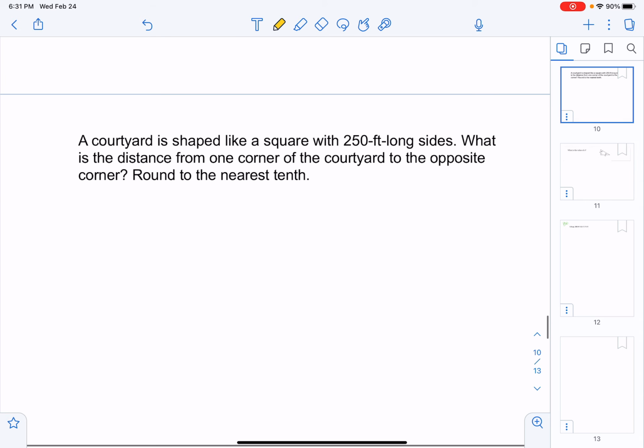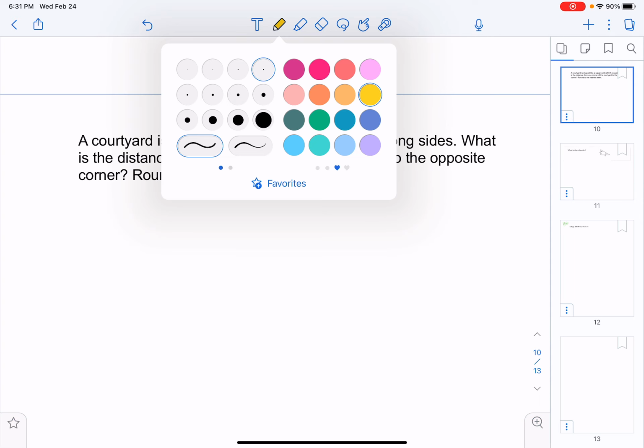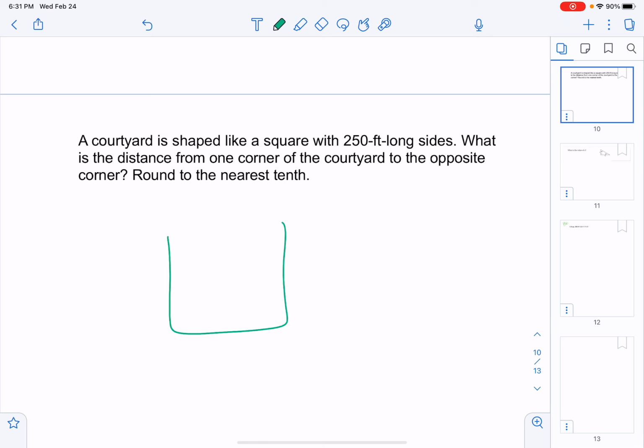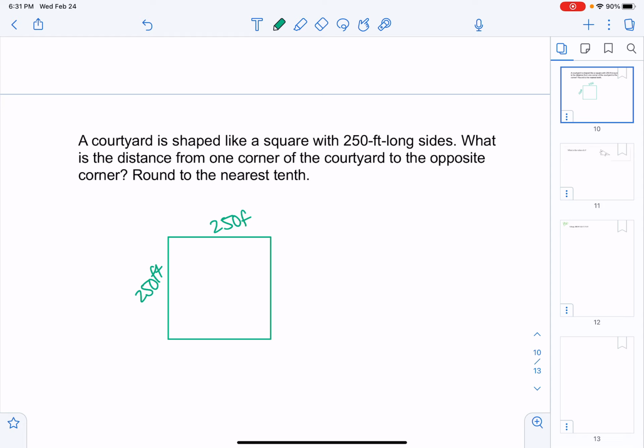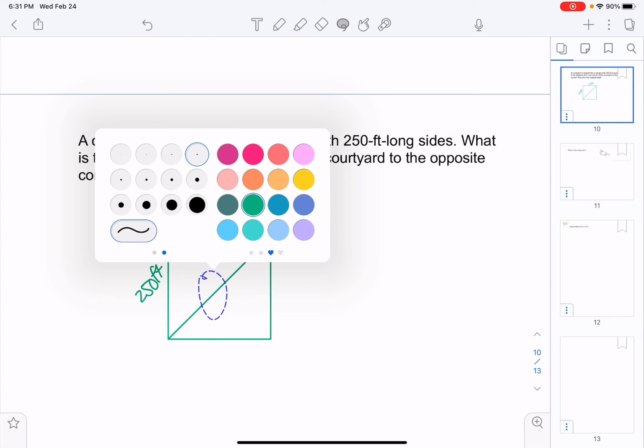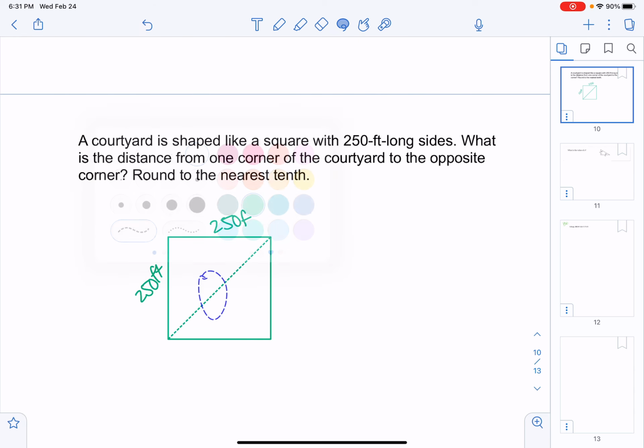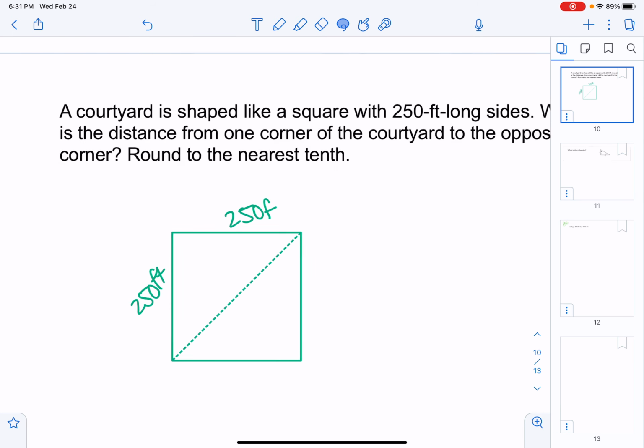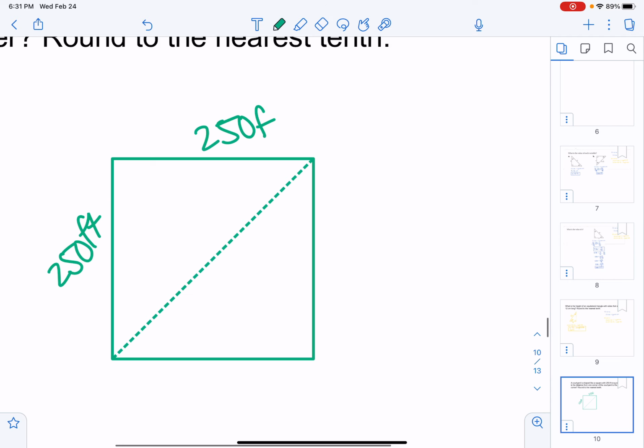So a courtyard is shaped like a square. I don't know what rule we're going to have to use yet, so just use green. A square, and each side is 250 feet. They want to know the distance from one corner to the other. So the question here is, which type of angles do we have? Well, if it's a square, we know this is 90. Well, if I can draw it, this is 90.